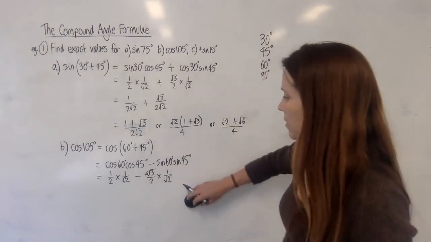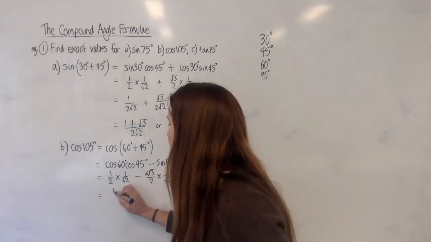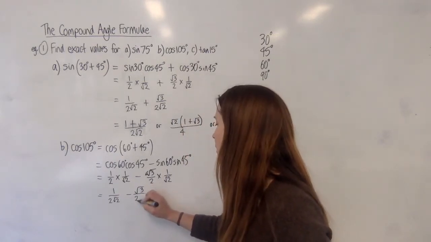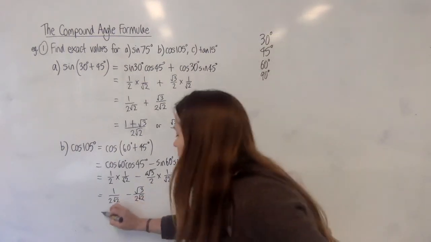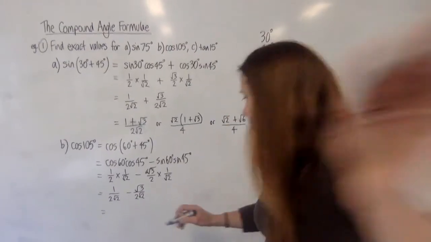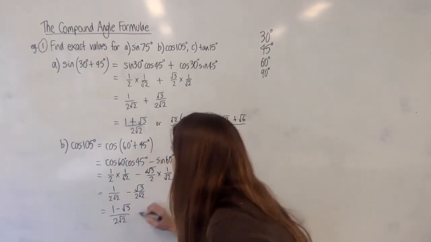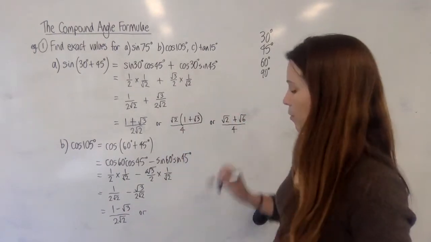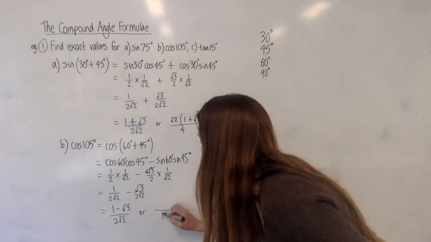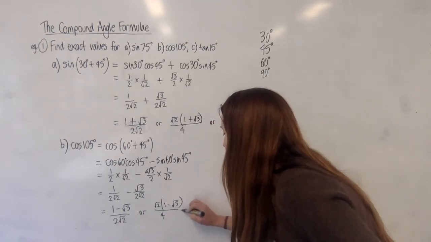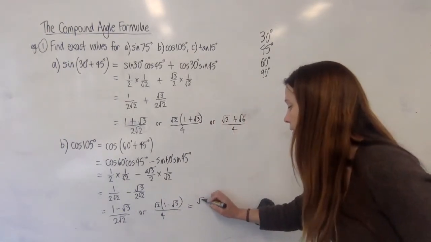So a similar answer to what I got before, but this time I've got 1 over 2 root 2 minus root 3 over 2 root 2. So I could write that as, can you still see that? Yep. 1 minus root 3 over 2 root 2, or perhaps I could do what I did before and rationalise the denominator. I would get this, or I could even expand it out and write it like this.